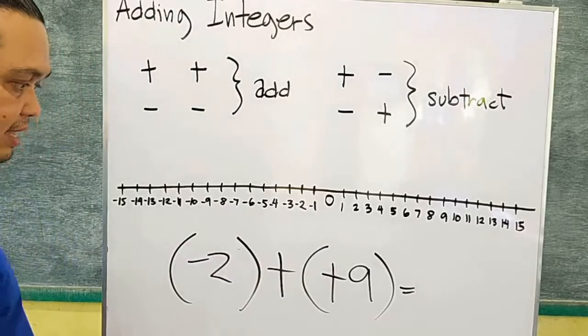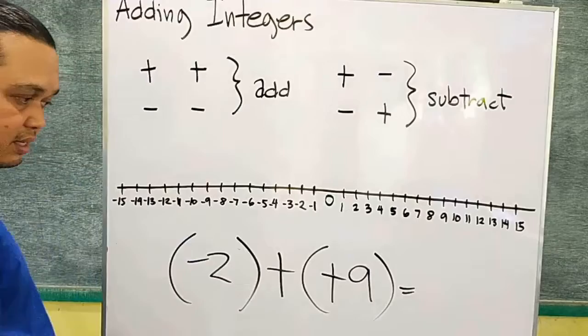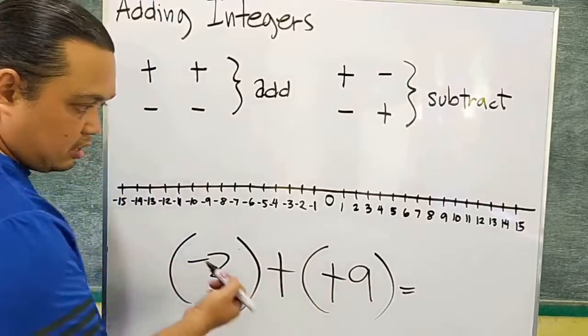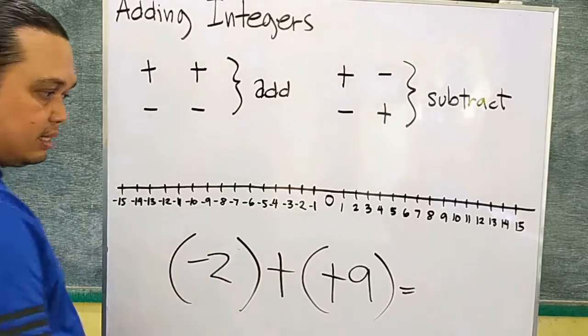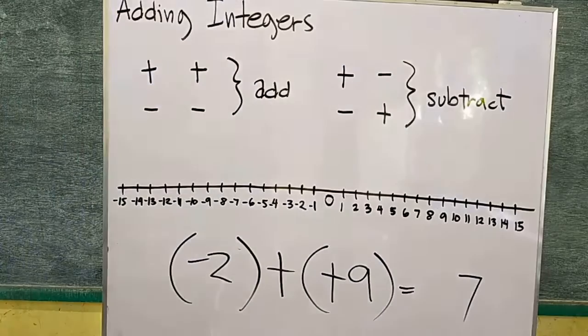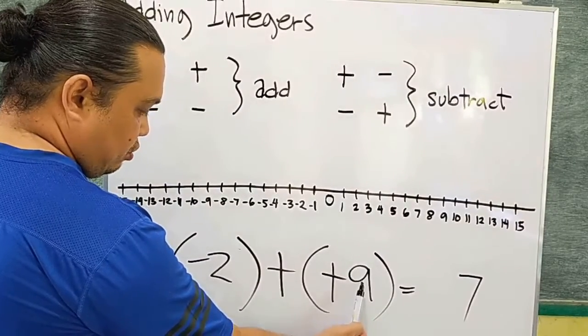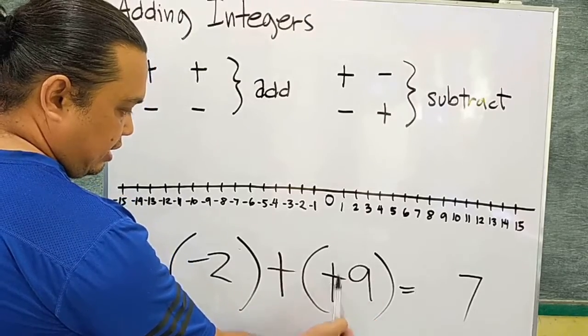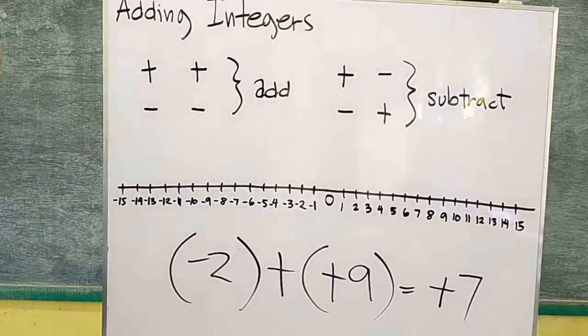So we have 9 here as our bigger number. We subtract 9 minus 2, or 2 from 9, and that is 7. And copy the sign of the number that has the greater value. Between the two, 9 has the greater value, and its sign is positive. So therefore, 7 here will be positive.